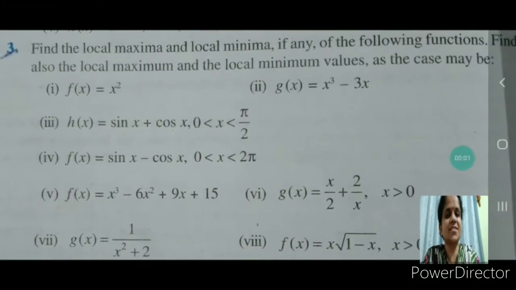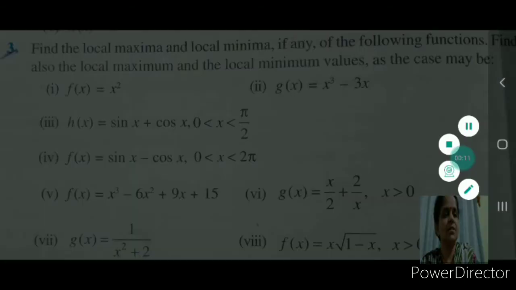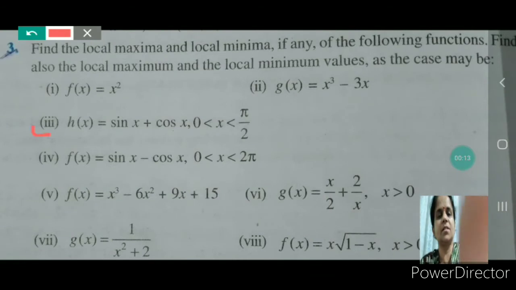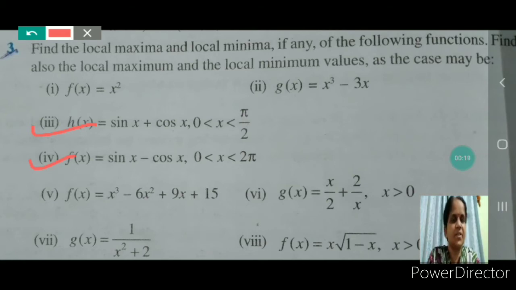Dear students, get ready with your notebook and pen. I am going to continue question number 3. In this video, I am taking the 3rd and 4th parts of question number 3. Part number 2 was done in the previous video.